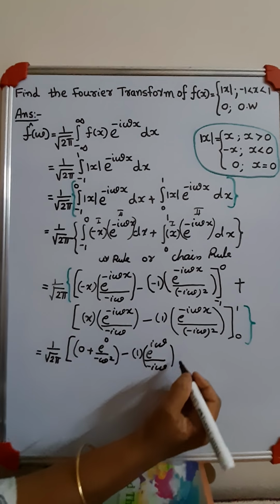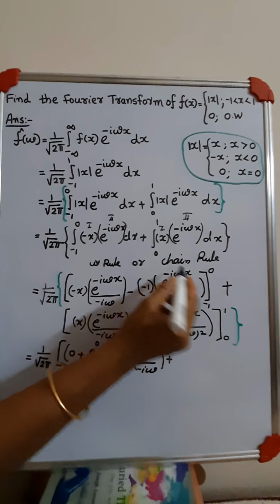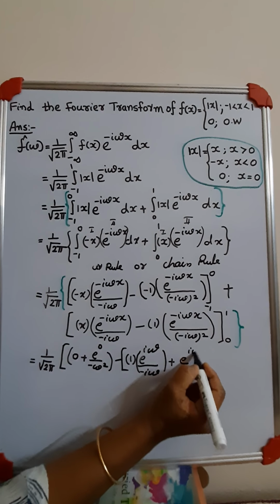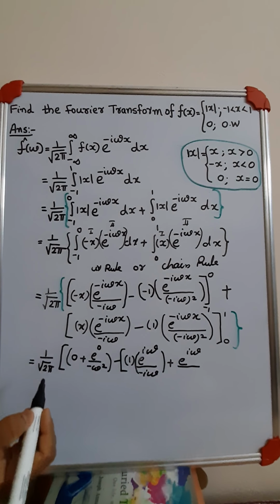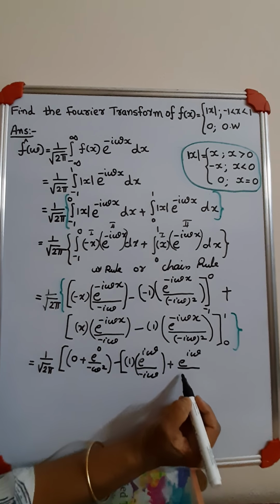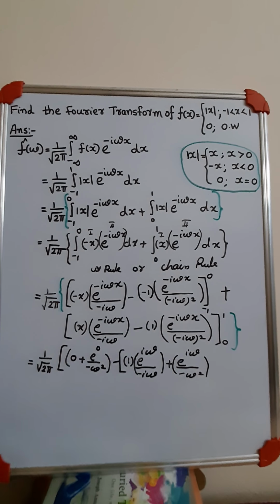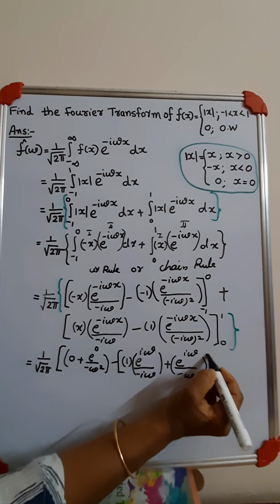Then minus minus plus e raised to I omega divided by minus 1, the whole square is plus 1. I square is minus 1, minus of omega square. So the upper and lower limits of the first term are over.